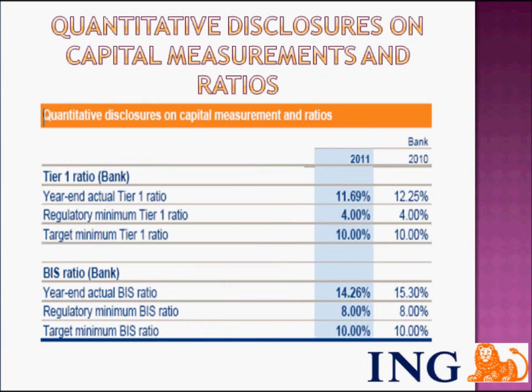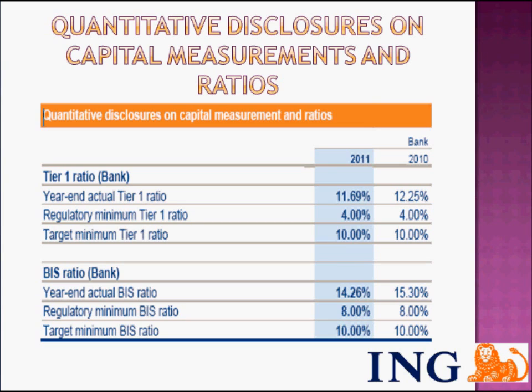Hello, now we look at the quantitative disclosure on capital measurement and ratio. The Tier 1 bank ratio. Year-end actual Tier 1 ratio was 11.69% in 2011 compared to 12.25% in 2010. Regulatory minimum Tier 1 ratio was 4% both in 2011 and 2010. Target minimum Tier 1 ratio is also 10% in both 2011 and 2010.